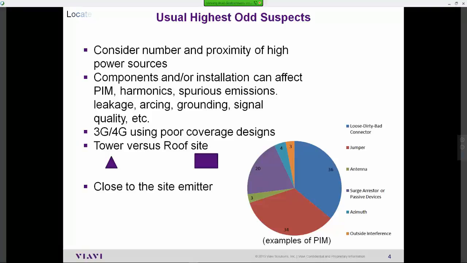The bar or the pie chart I show on the bottom is just one example of a market that provided us their perspective on examples of PIM. And you can clearly see that the bulk of problems that they have found has been simply with the installation: loose, dirty, bad connectors, jumpers, even surge arresters and passive devices. At a much smaller scale, antennas, yes, they can be sources of PIM, azimuth, meaning where that antenna is pointing, and then outside interference. Again, their experience has been that in their market they had very little outside interference. Most of the problems were in fact self-inflicted.